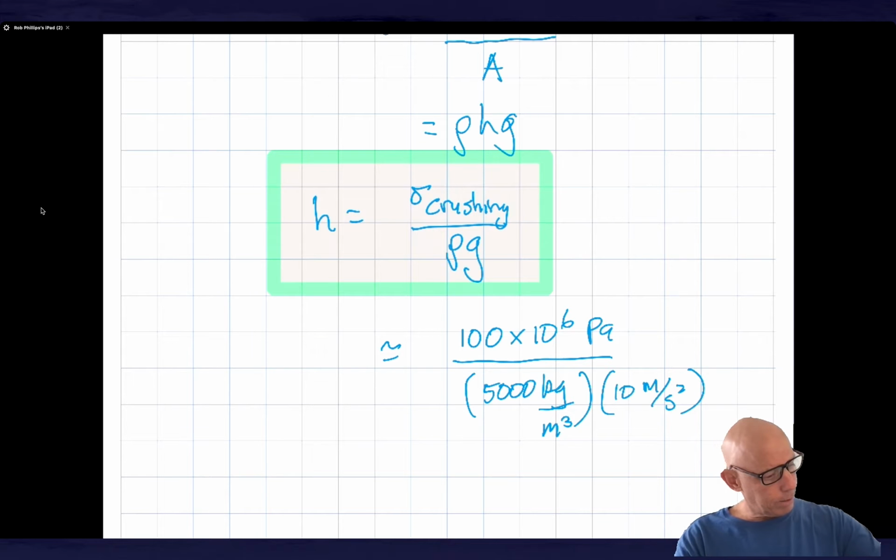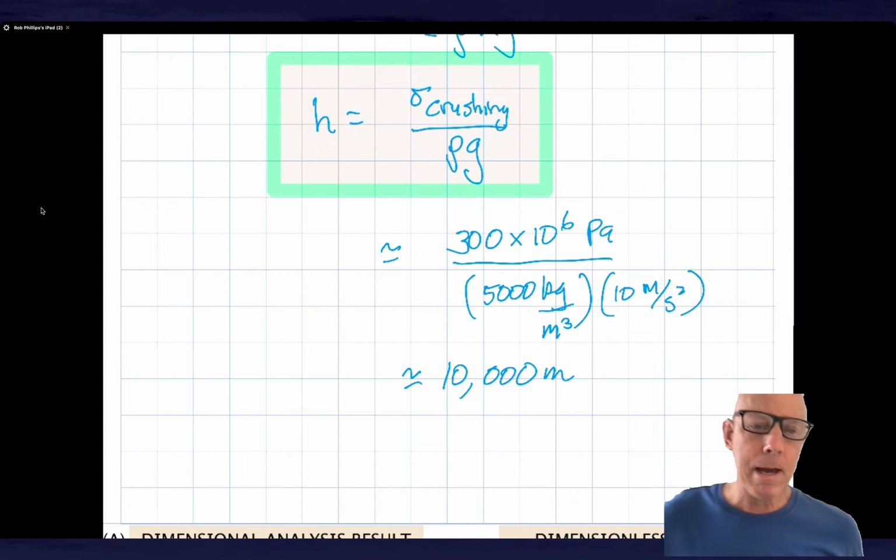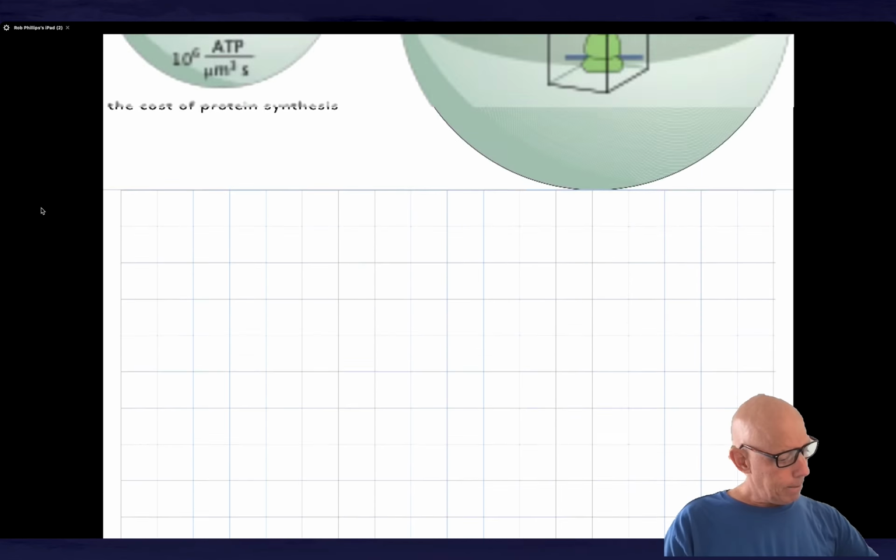And actually, I think I should probably do something more like 300 megapascals. What'll come out of this is something on the order of 10,000 meters. Okay, I'll come back and check that later. I may have made a mistake off the top of my head, which is why I didn't want to do this in the first place.